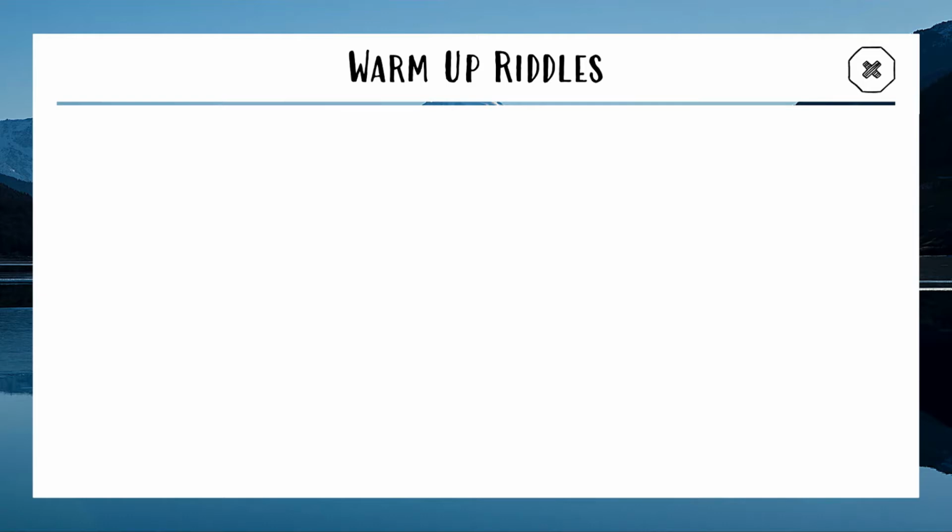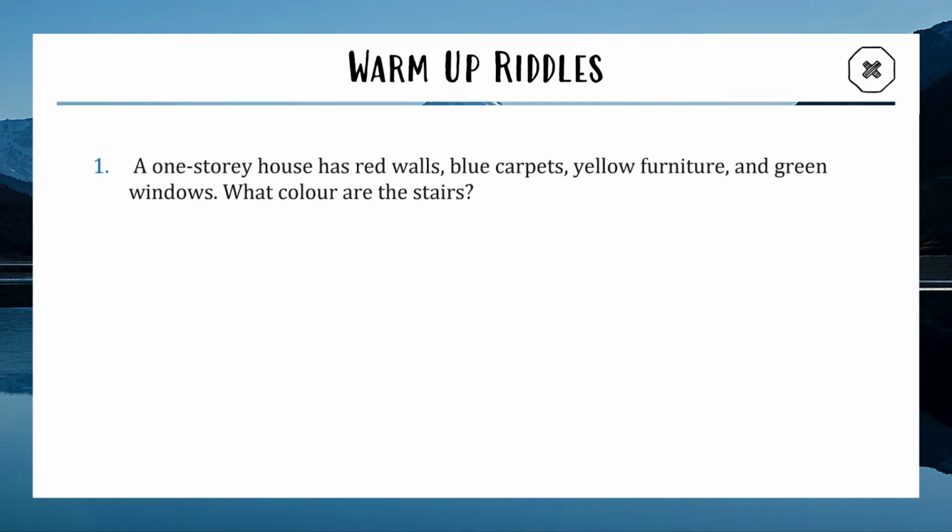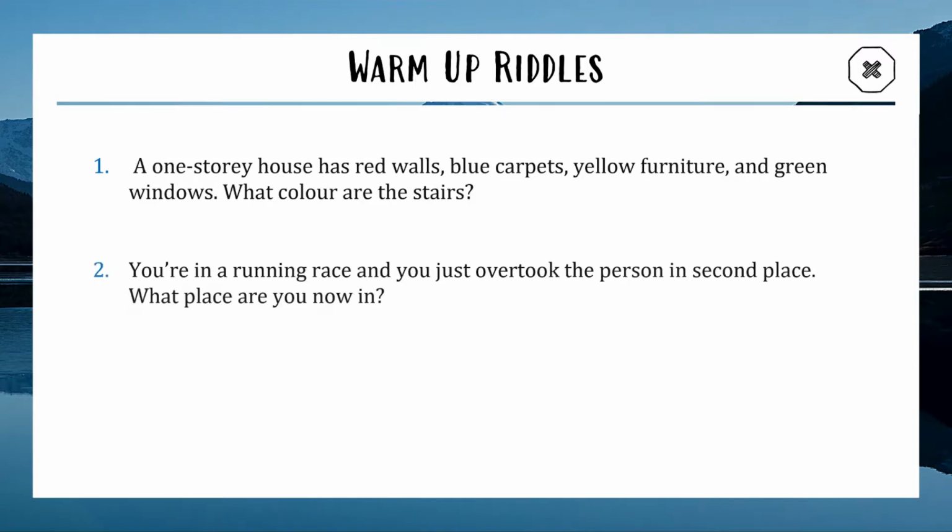We're starting off today's lesson with a few warm-up riddles to get your brain working, so here they are. First one, a one-story house has red walls, blue carpets, yellow furniture, and green windows. So what color are the stairs? Riddle number two, you're in a running race and you just overtook the person in second place. So what place are you now in?